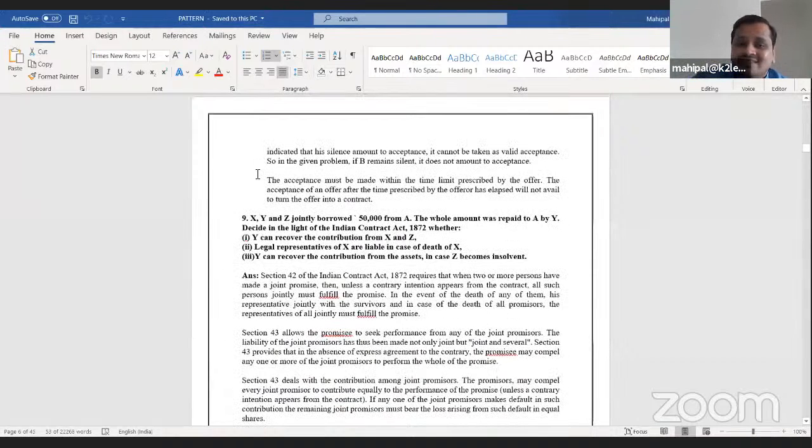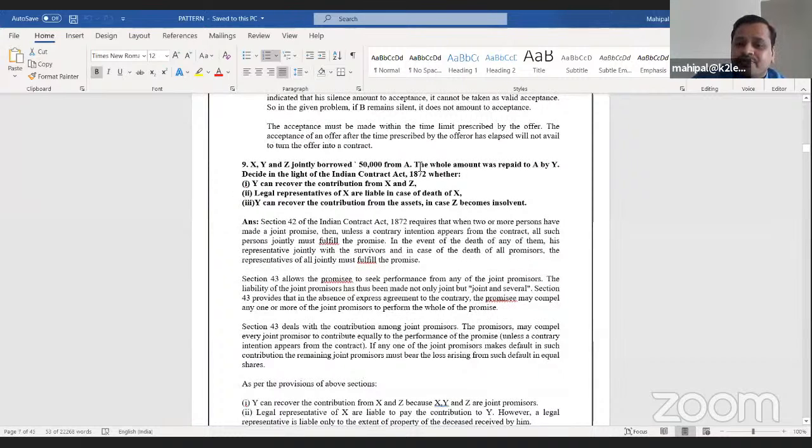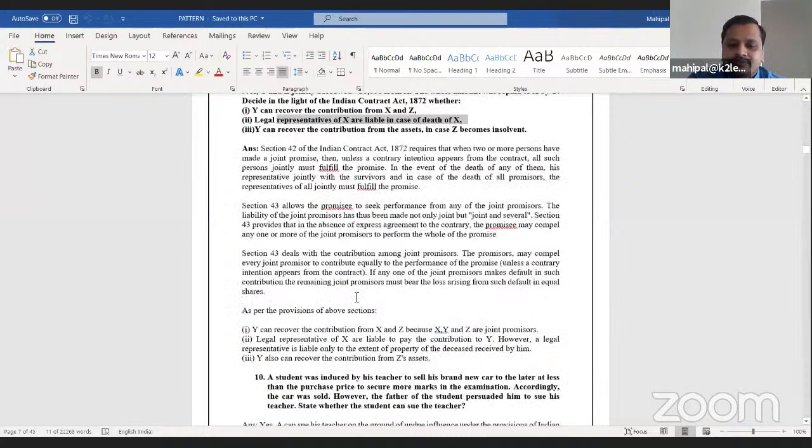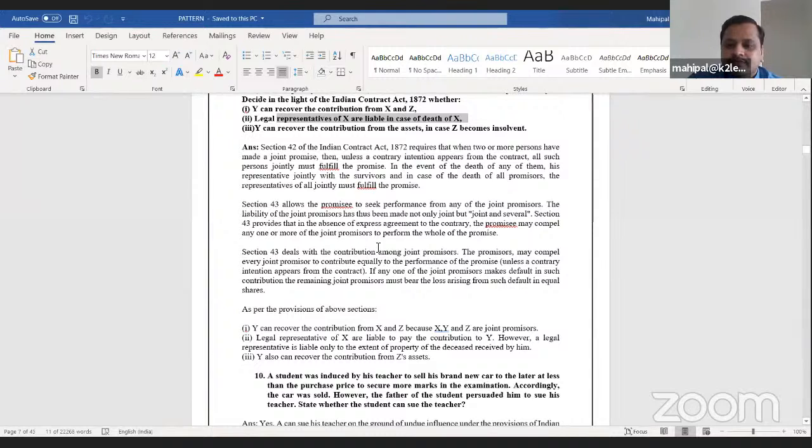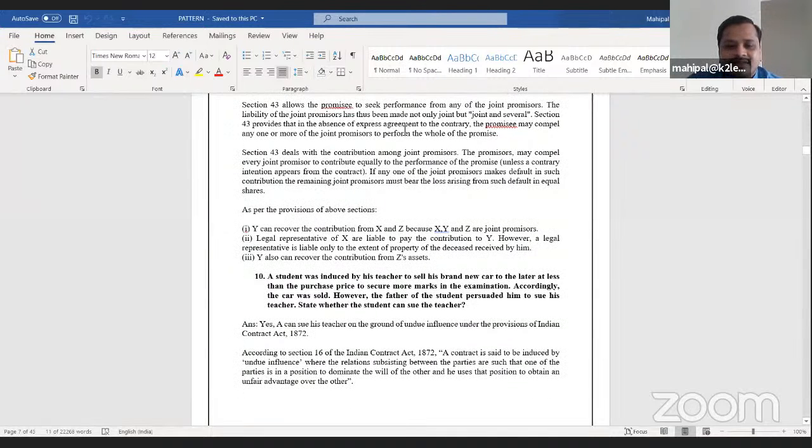Again, joint promise. X, Y, and Z jointly borrowed 50,000 from A. The whole amount was paid to A by Y. Decide in the light of the Indian Contract Act: can Y recover contribution from X and Z? Answer is yes. Legal provision: relatives of X are liable in case of death of X, yes, but only to the extent of property left. Can X recover contribution from the assets in case Z becomes insolvent? All the three are yes.